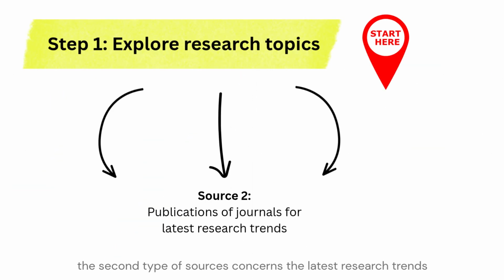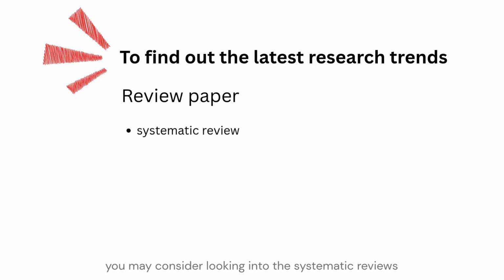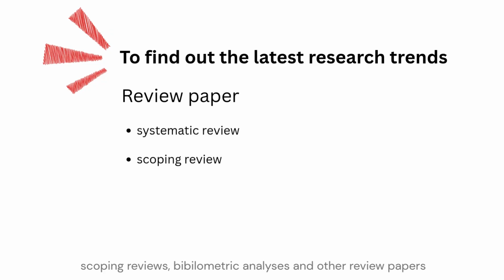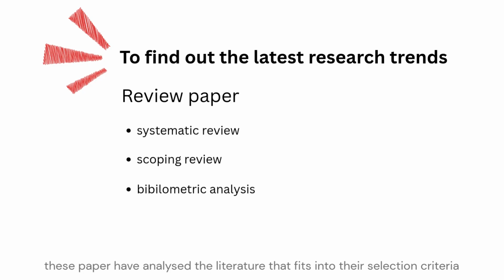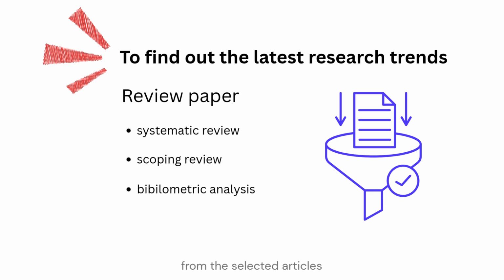The second type of sources concern the latest research trends. If you want to join other researchers to work on the hot topics, I suggest checking out 3 types of publications from the academic journals. The first one is the review papers published in the past few years. You may consider looking into the systematic reviews, scoping reviews, bibliometric analysis, and other review papers. These papers have analyzed the literature that fits into their selection criteria. From the selected articles, they paint a picture of what research has been done and what research is needed.